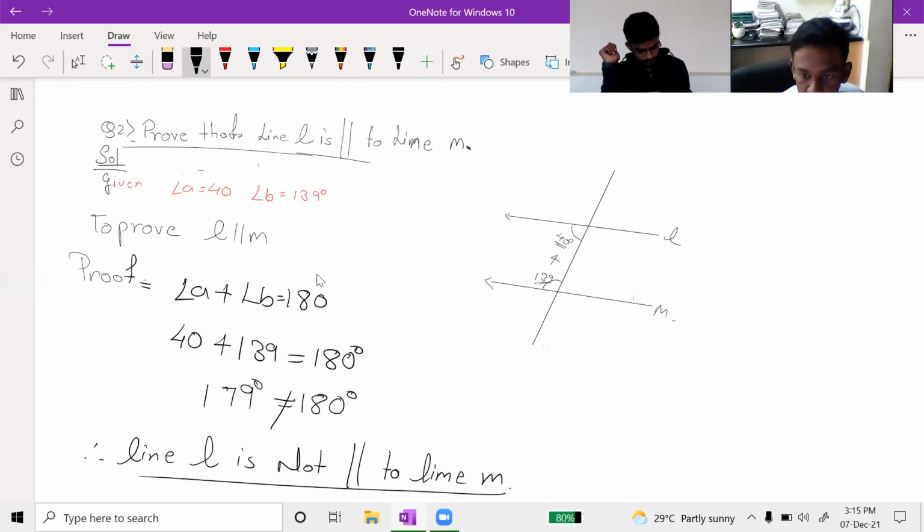Understood? See, if the sum of these had been 180 degree, then we can say that line L is parallel to line M. But it is not equal to 180 degree. That's why it is not a parallel line. Come on, write it down.